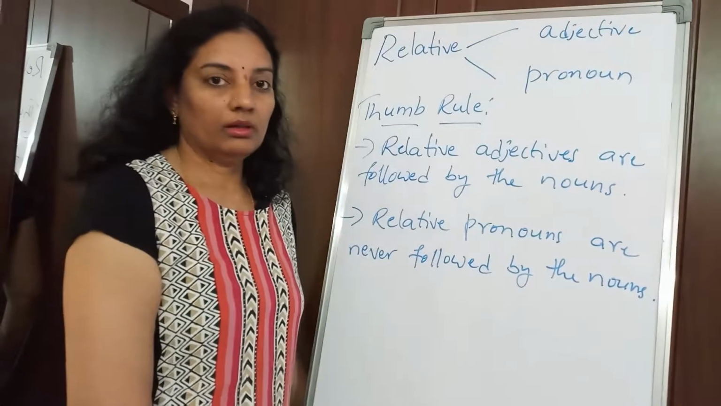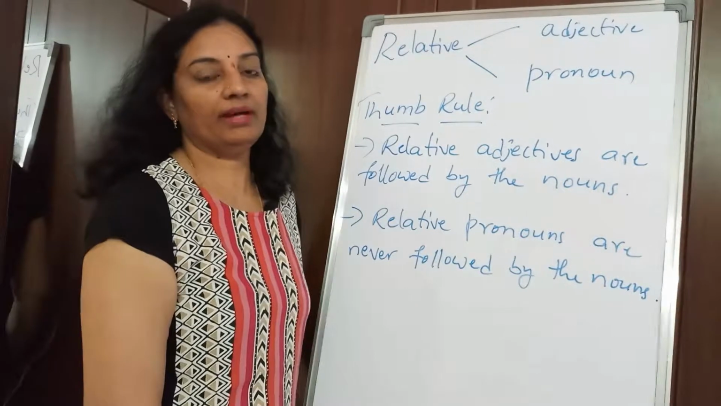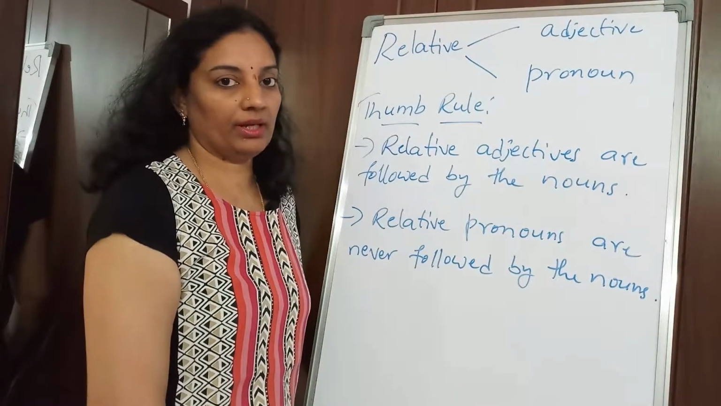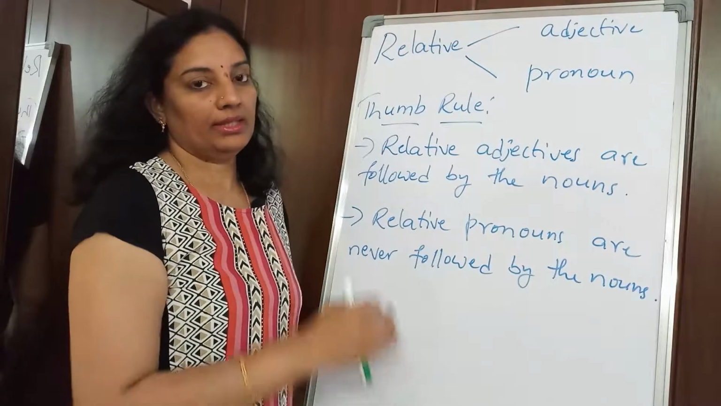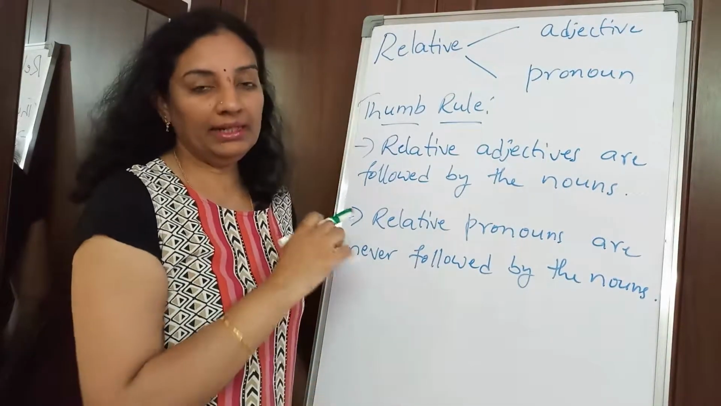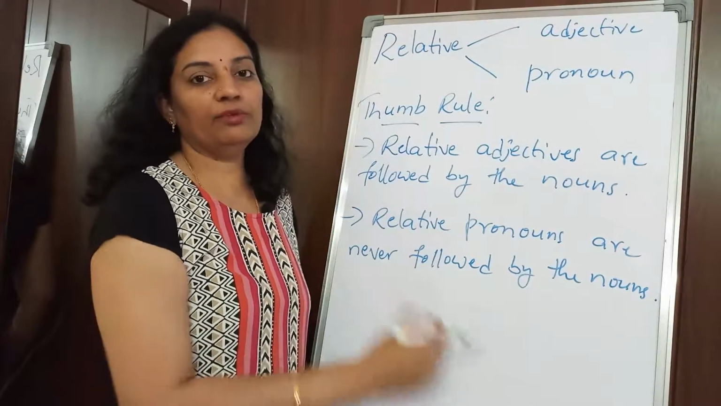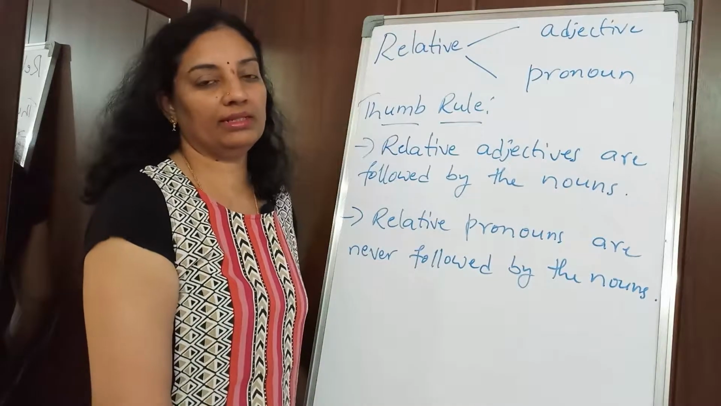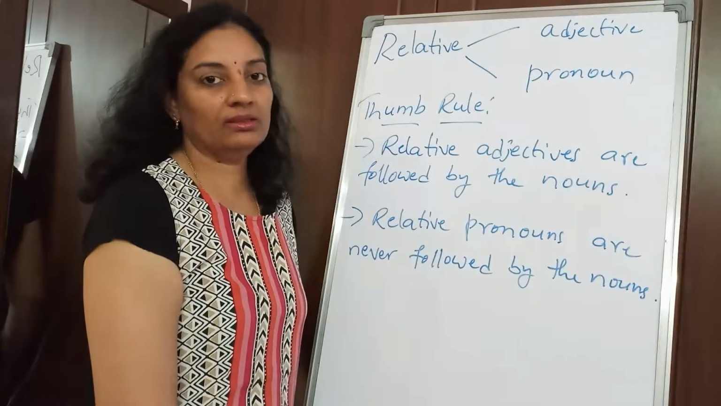So we have come to this point, relative adjective and relative pronoun. How to identify? As I have told you already, there is one thumb rule for that. What is the thumb rule? Relative adjectives are followed by the nouns they modify, whereas relative pronouns are never followed by the nouns. They are independent. They replace the nouns.